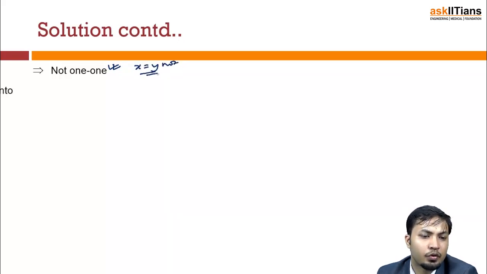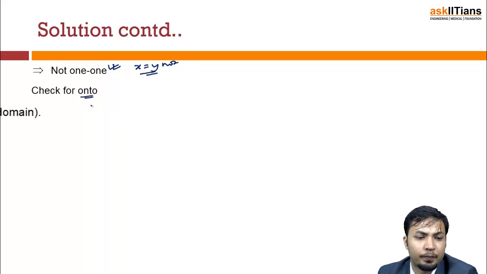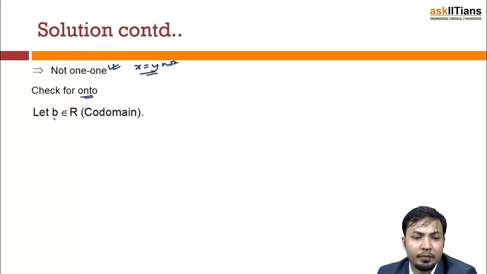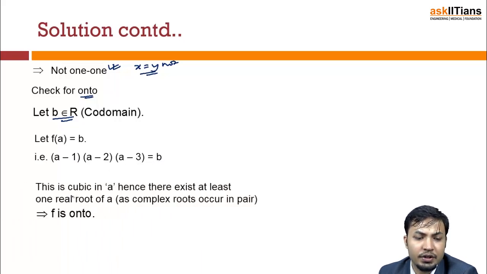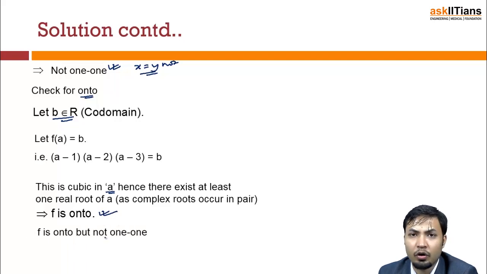Okay. So I check for onto. Here I let b belong to R, in the codomain. So f(a) = b. That is, I check (a - 1)(a - 2)(a - 3) = b. Now, this is a cubic in a, hence there exists at least one real root as complex roots occur in pairs. So I get my f is clearly onto. Alright. f is onto but not one-one.